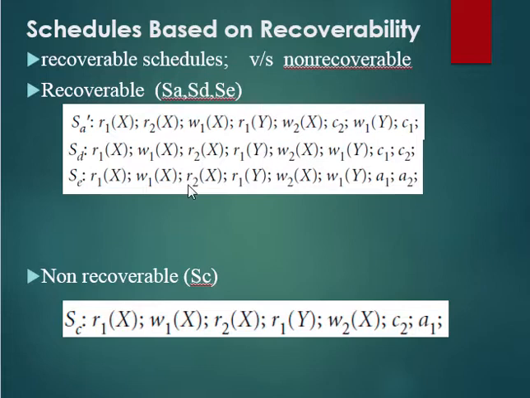In the third case, you can see both transactions are aborted, and so it's also a recoverable schedule. In the aborting case also, W1 of x is followed by R2 of x, and then the abort should also follow that order. If transaction T1 aborted, then transaction T2 must abort.